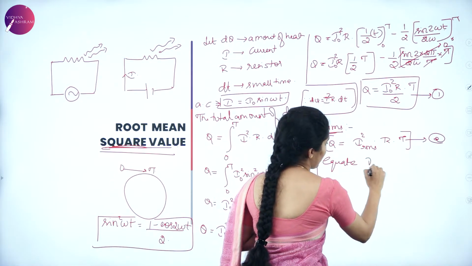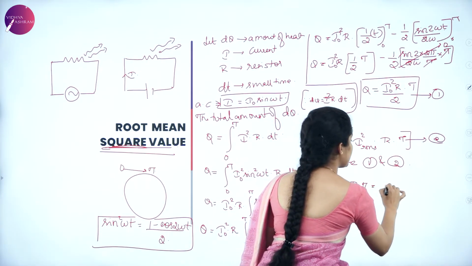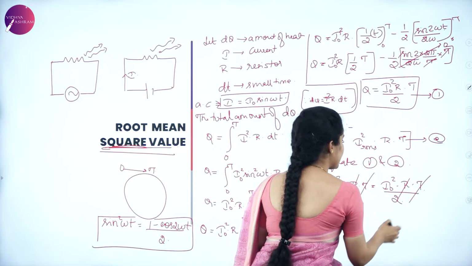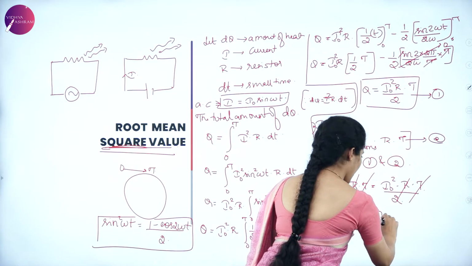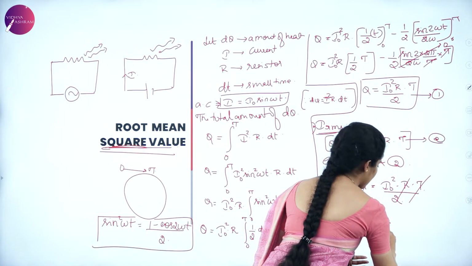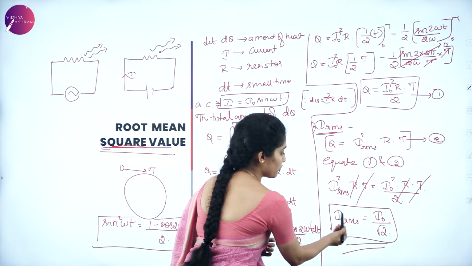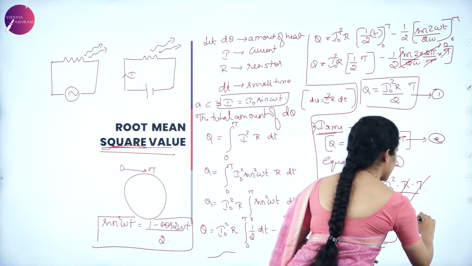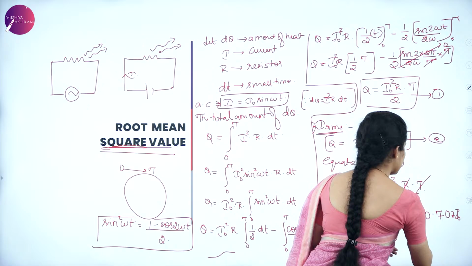Equate 1 and 2, you get I RMS square into R into T is equal to I naught square into R T divided by 2. R cancels, T cancels. So what remains is I RMS is equal to I naught, because when the root comes over here, root as well as square cancel. So what remains is only I naught divided by root 2. So this is the IRMS value, or it is called the root mean square value of the current I. Okay. So you can even write it as IRMS is equal to 0.707 into I naught.